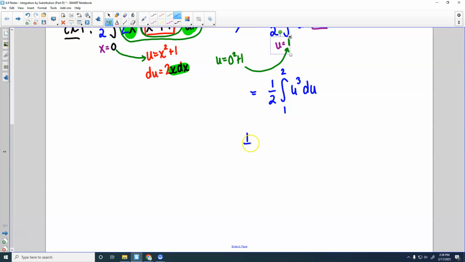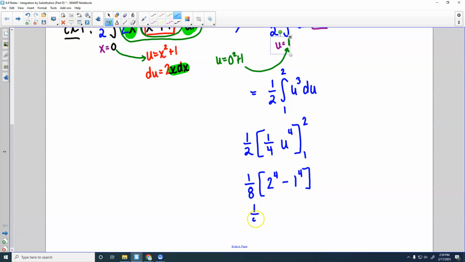So I would have 1/2, and then u to the 4th, and then I divide out front by that 4. And I don't put a plus c because this is a definite integral. Instead, I'm going to evaluate this from 1 to 2. I'm going to put the 1/2 and the 1/4 together to make 1/8, because those are multiplied together. And I would have 2 to the 4th power minus 1 to the 4th power here.